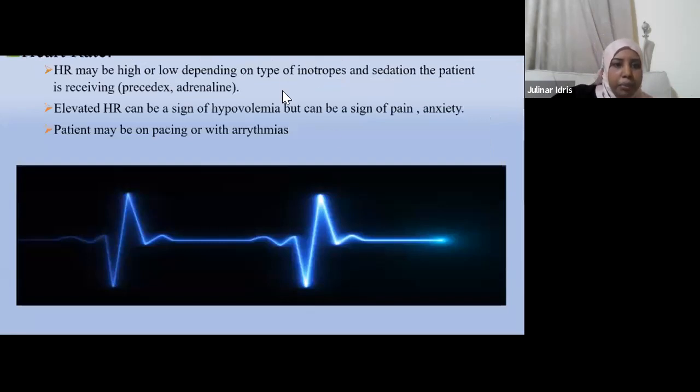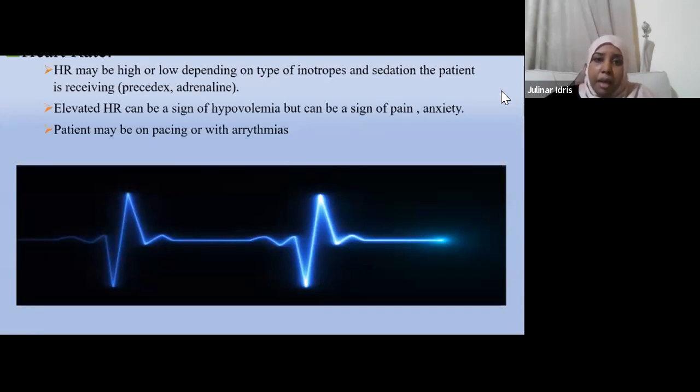So if we come to see these factors one by one, let's take heart rate, for example. As in the scenario we presented in the first slides, more than 50% chose to give that patient fluid based on his heart rate. But post-cardiac surgery, heart rate may be high or low, depending on the type of medication the patient is receiving. A usual combination like adrenaline and Precedex: one of them can increase the heart rate, the other can slow it. So heart rate in this case is not a reliable indicator of the volume status of the patient.